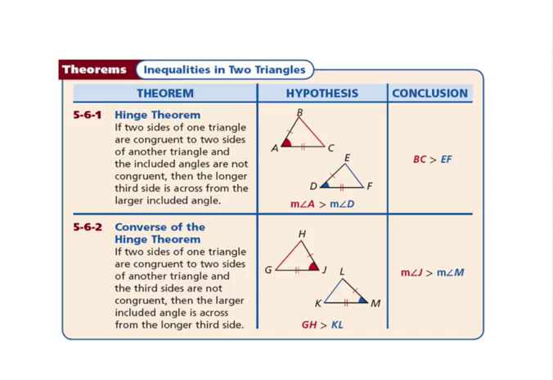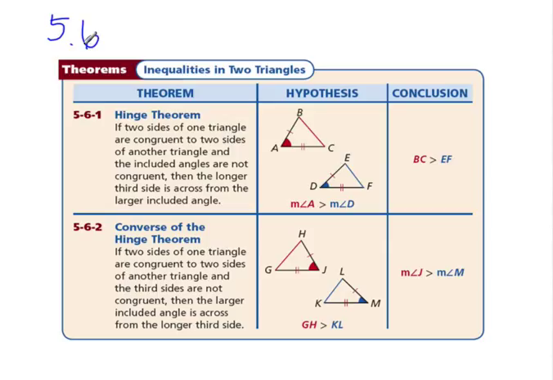Now here are two theorems. We've been working in one triangle, with the exception of those past couple problems. Yesterday we talked about inequalities in one triangle. Today we're going to talk about inequalities in two triangles. This is actually section 5.6. And here are the first two theorems. These are called hinge theorems.